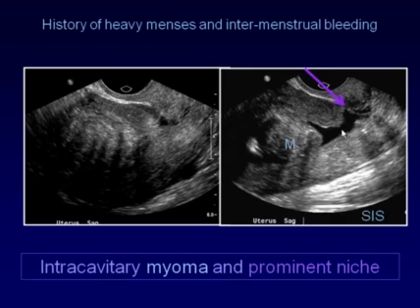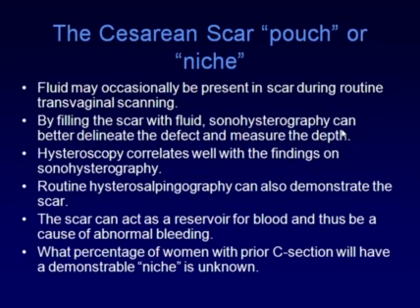during the sonohysterogram. This cesarean scar pouch or niche, as some authors have described, can be filled with fluid, and the fluid may be there during the routine transvaginal scanning. If fluid fills this area during sonohysterography, it can allow one to actually measure the size of the defect, and people have found that this correlates well on hysteroscopy.